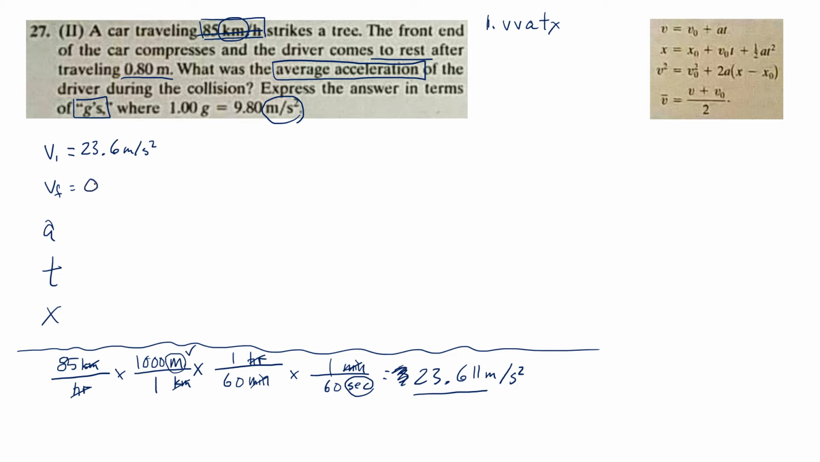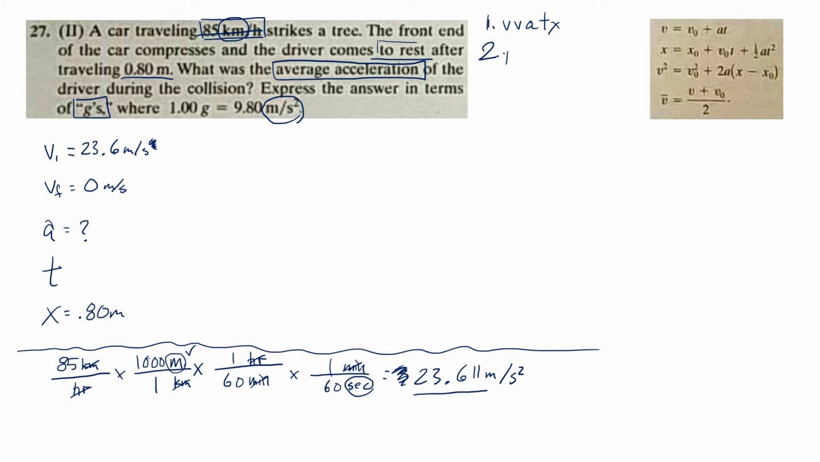The V final is going to be 0, right? It goes to rest. Meters per second. Acceleration, we don't know. This is what we want to know, so I'll put a question mark there. Time is not mentioned at all, but x is mentioned. Our delta x is 0.80 meters. Okay, on to step 2.